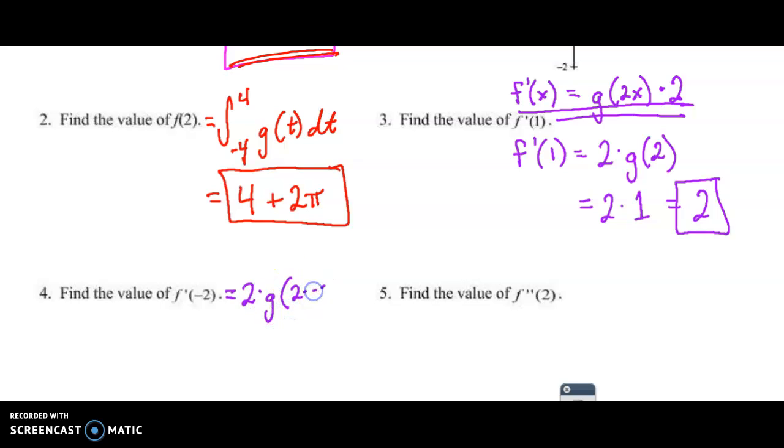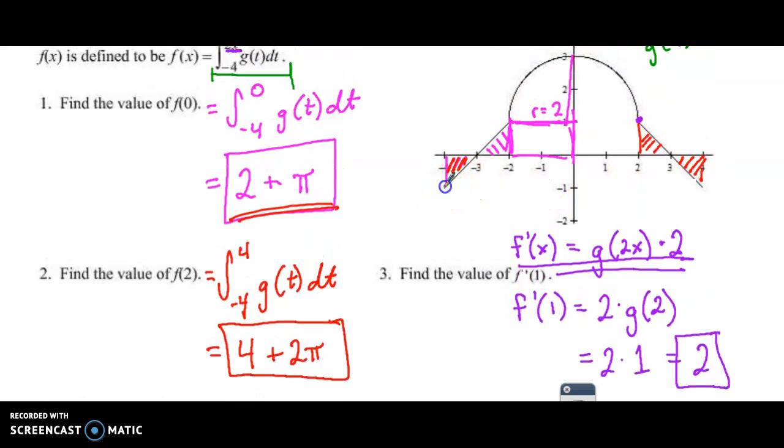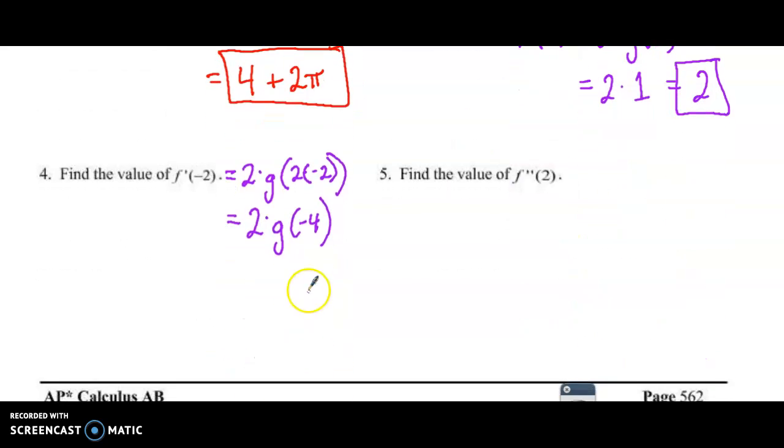Ooh, that looks ugly. Let me just put parentheses in here. So we're looking at 2 times g of negative 4. Well, if I look at the y-coordinate when x is negative 4 in the problem, looks like it should be negative 1. So 2 times negative 1 will give me an answer of negative 2.